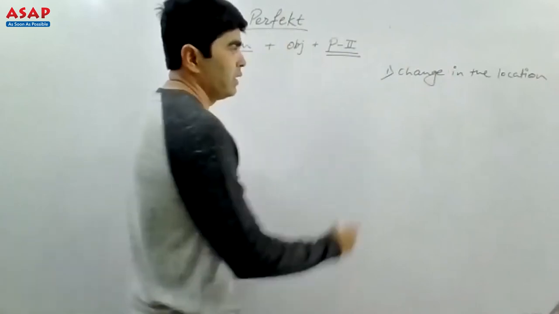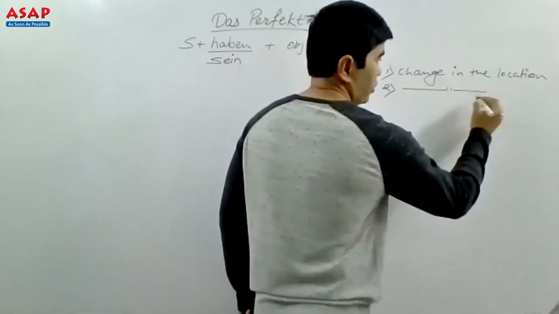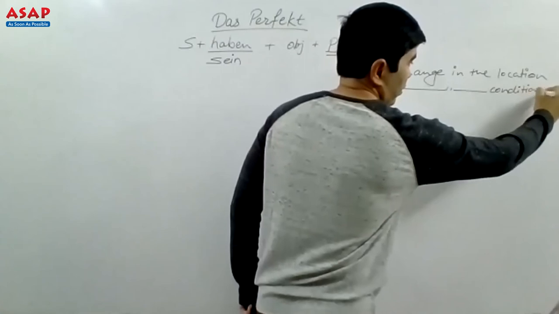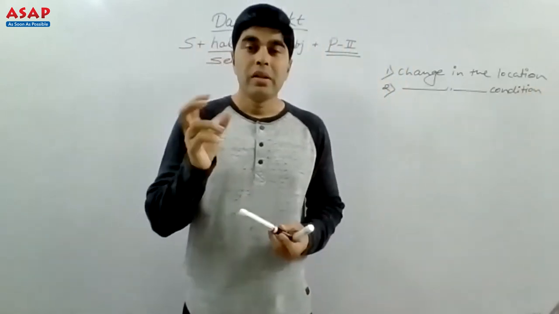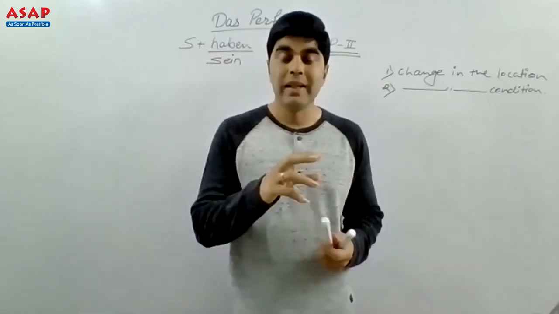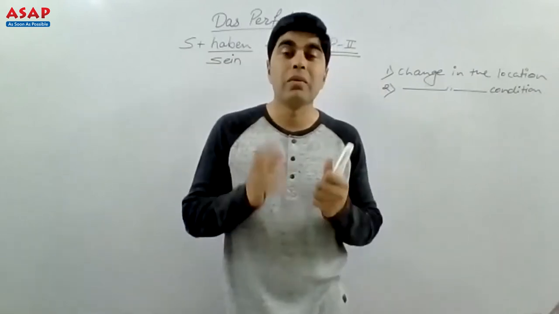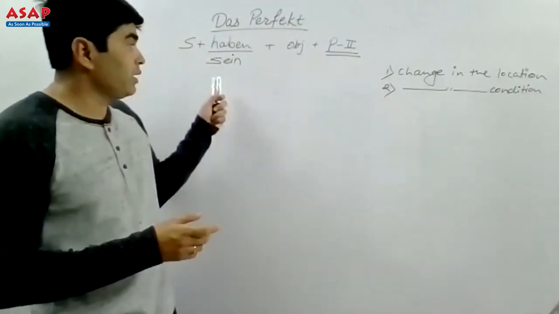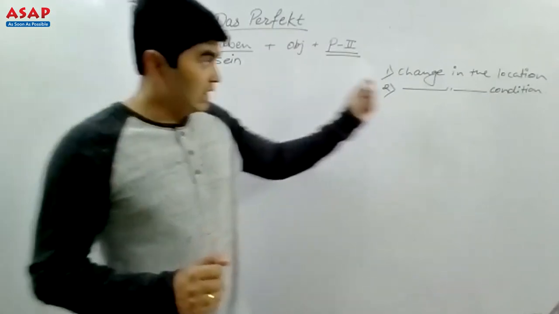Then second, there are some verbs that show change in condition. For example, to melt, it changes the state, condition, right? To melt from ice to water, or to freeze. So when you want to say the water has frozen, instead of has, you will use the water is frozen. Got it?